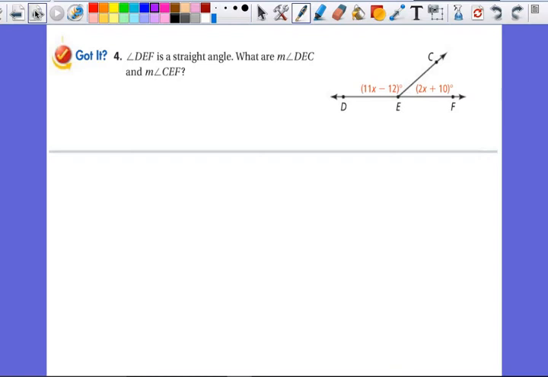Go ahead and pause it here. I want you guys to try this problem, and then once you're done, go ahead and hit play, and I'll show you how to solve it.